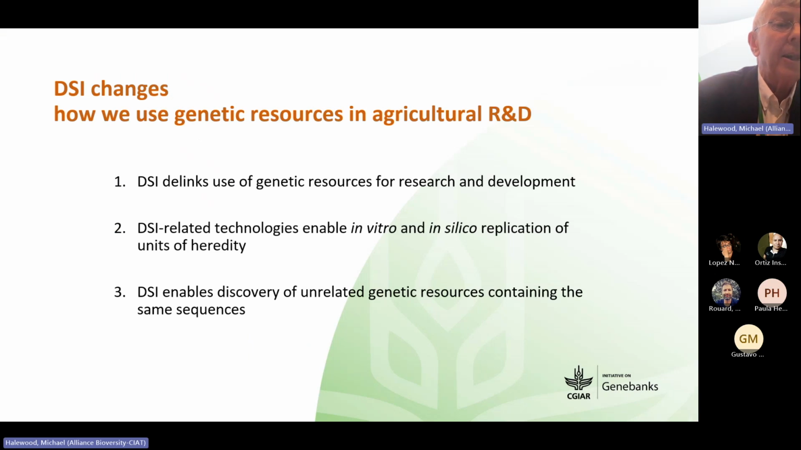But DSI changes how that works, and we have identified 3 different ways that are really critical for thinking about access and benefit sharing. The first is that DSI delinks the use of genetic resources for research from their use for development. Second is that DSI-related technologies enable in vitro and in silico replication of the units of heredity. And the third is that DSI enables discovery of unrelated genetic resources containing the same sequences. I should briefly go through each of these one by one.